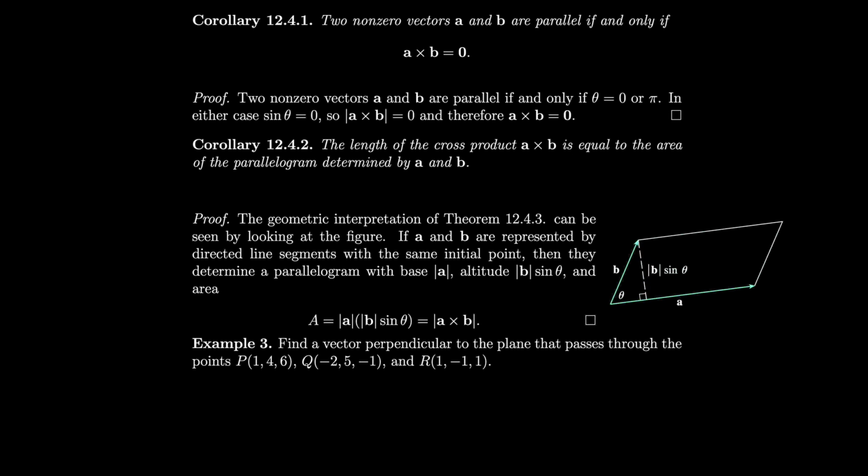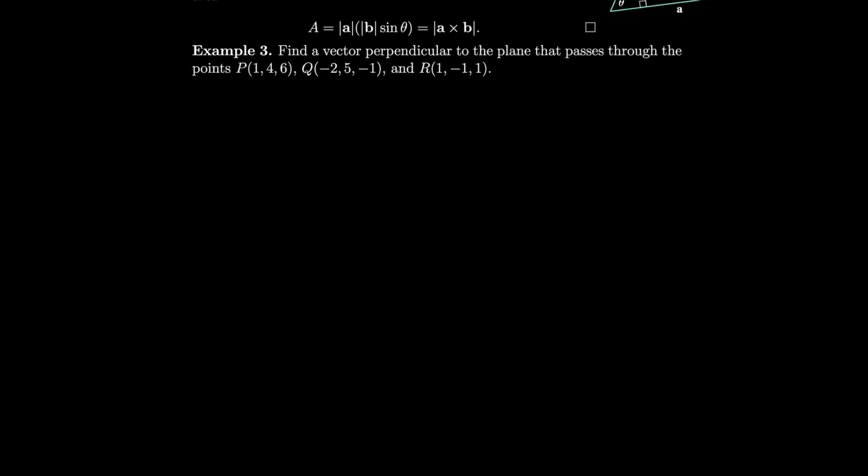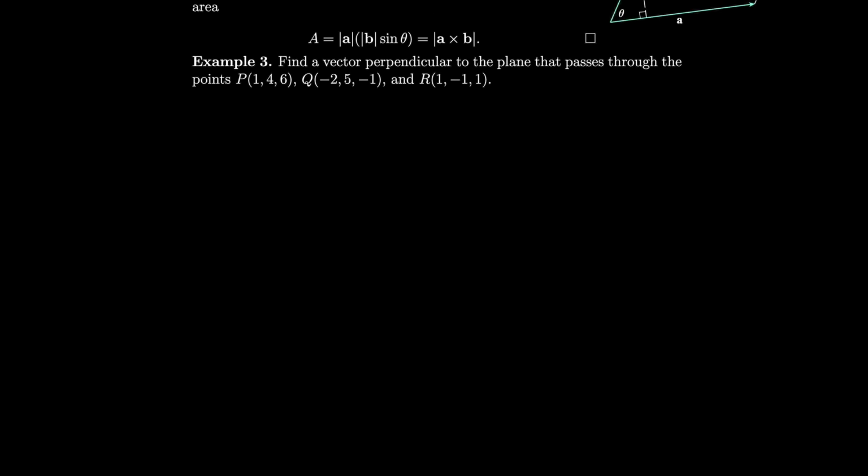Okay, cool. So that means the area of the parallelogram is this length times this height. So that's length of A times length of B times sine theta, which is literally just the cross product, as we've proved. Okay, how about we find a vector perpendicular to the plane that passes through 3 points?